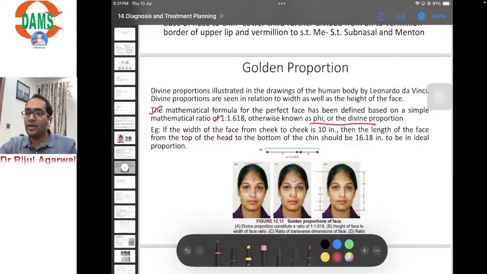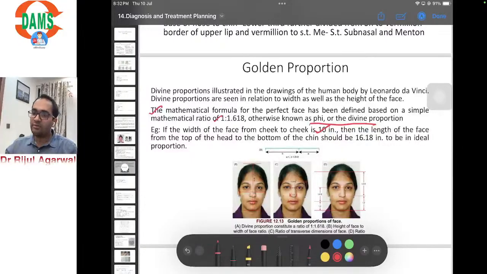What I mean is that the width of the face to the height of the face should be in the ratio of 1 to 1.618. So supposedly if the width is 10 inches like here given, the height from head to the bottom is 16.18 inches in an ideal proportion. If the width is 100 inches, hypothetical value, the height will be 161.8 inches. So that is the golden proportion for face width to face height.